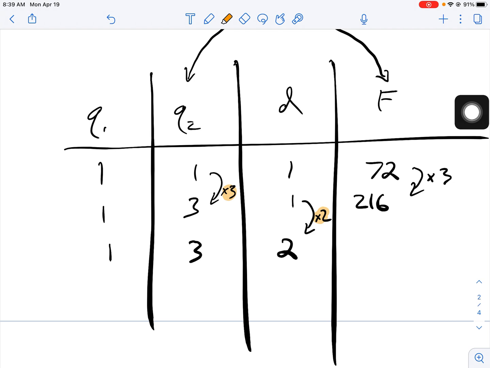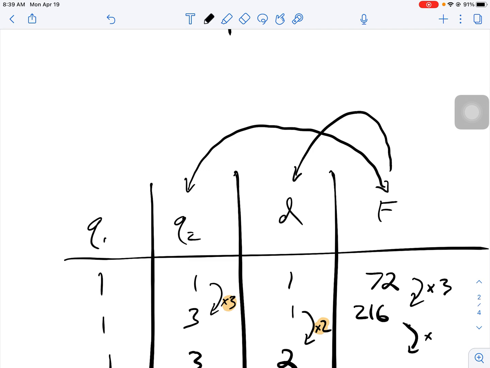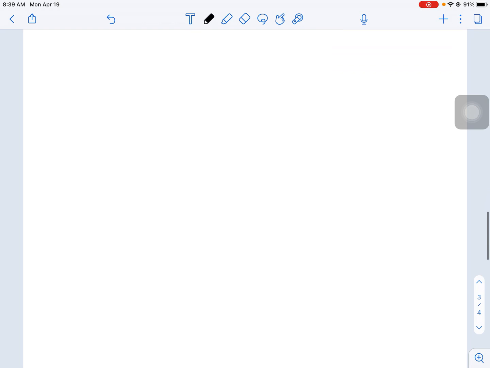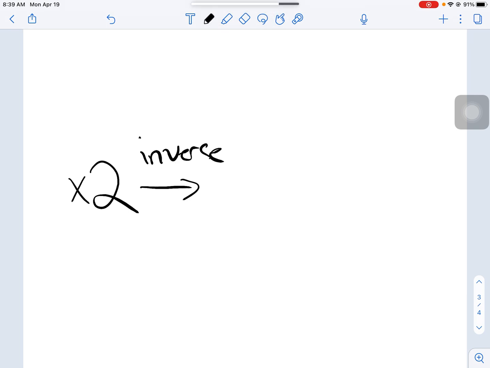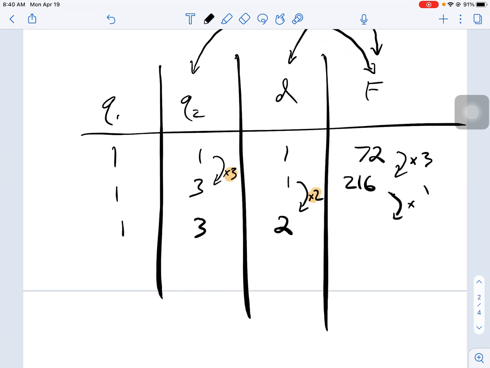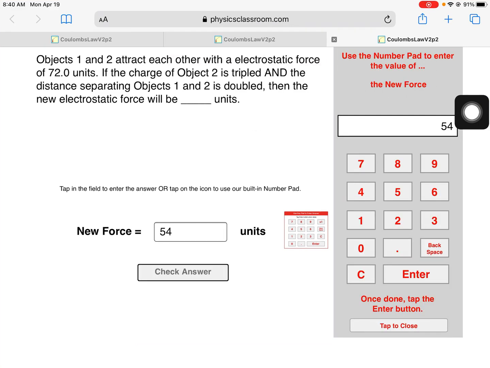Now, if the distance is doubled, how does the force change? Well, folks, remember it's an inverse square relationship between distance and force. We see it up here in Coulomb's law. So let's do the same thing where we take that factor, double, and inverse it. Inversing it is the same as the reciprocal, 1 over 2, and let's square it. We get 1 over 4. So 216 times 1/4, same as dividing by 4, we get 54. Let's see if that's our answer. 54. Check answer.